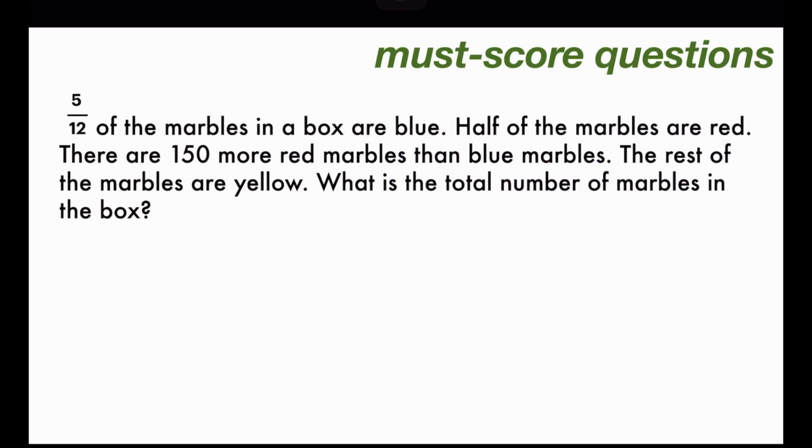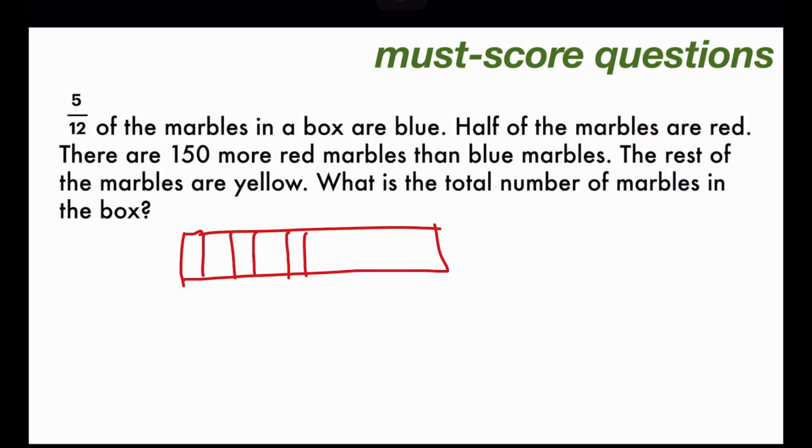5/12 of the marbles in a box are blue. First of all, you need to know how to read this fraction. The denominator 12 means the total number of units, and 5 units of the 12 units of the marbles in the box are blue. If you use the model method, you would draw 12 boxes, which is quite tedious. So I have 12. 2, 4, 6, 8, 10, 12. And I know 5 units of them are blue.